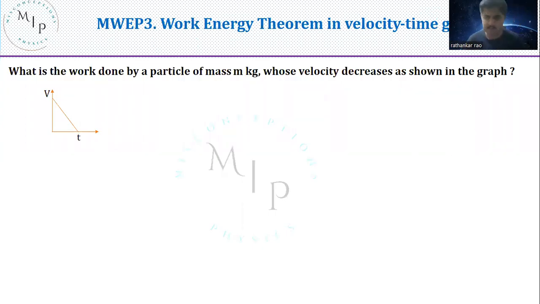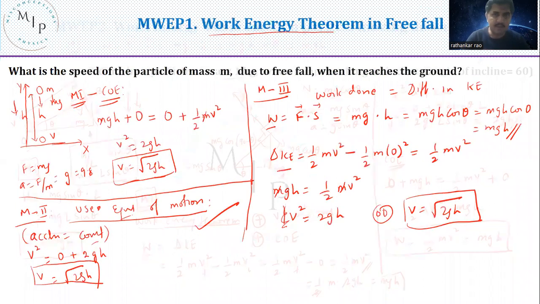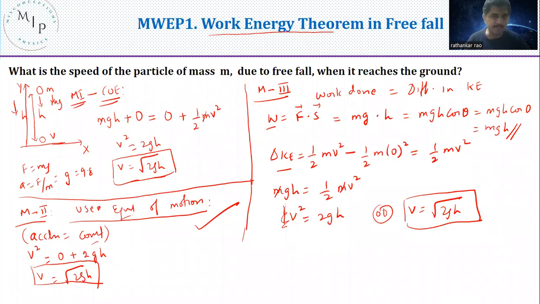Good evening once again. In yesterday's video, we had looked at one problem on work energy theorem. Let me go back to this. In the first video, we had looked at how to use work energy theorem, conservation of energy, and equations of motion to find the speed of the particle due to free fall when it reaches the ground. This one is a very familiar problem.